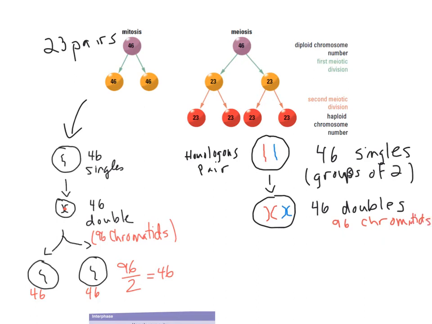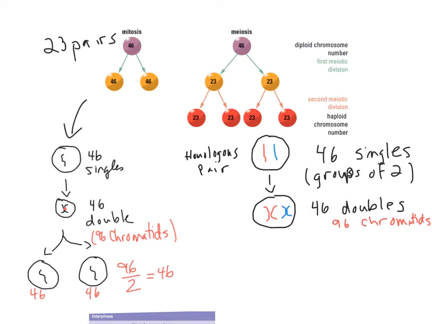Okay, so I start off with 46 singles, just like in mitosis. I'm depicting them in pairs here because we're talking about gametes, and that's going to be important. So in other words, 46 singles, 23 groups of 2, essentially grouped in homologous pairs. Then, at the end of interphase, the DNA is going to duplicate again. So that's going to give us still 46 pieces. It's just that each individual piece has 2 components to it, 2 chromatids. So a total of 96 chromatids that we're working with.